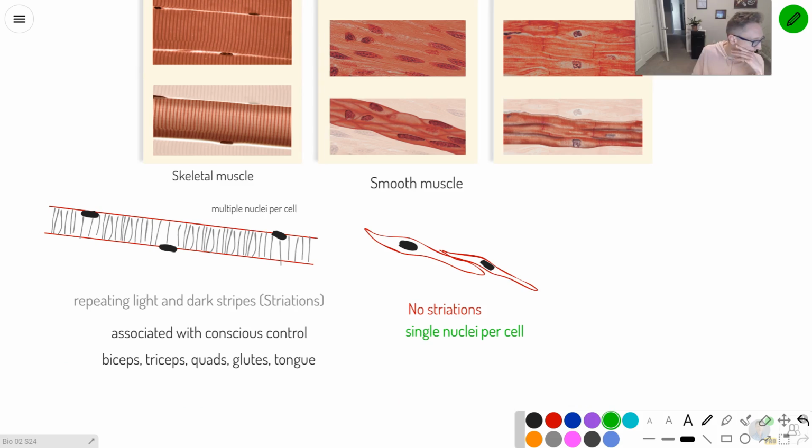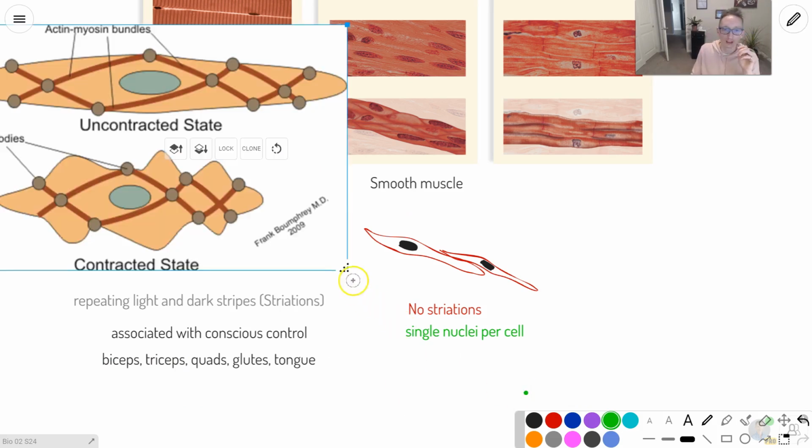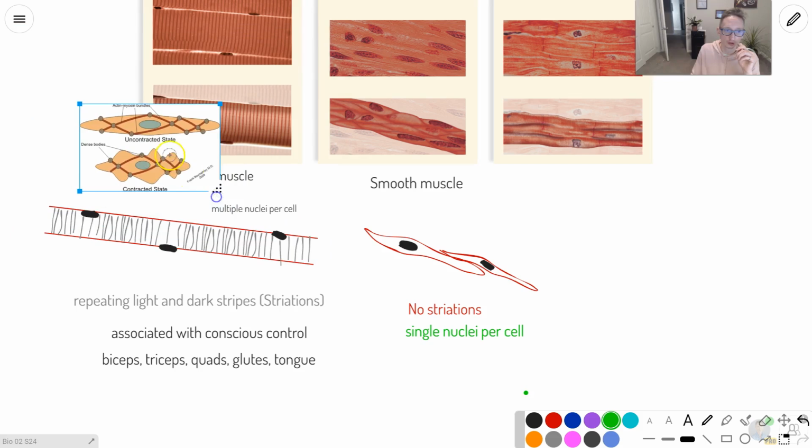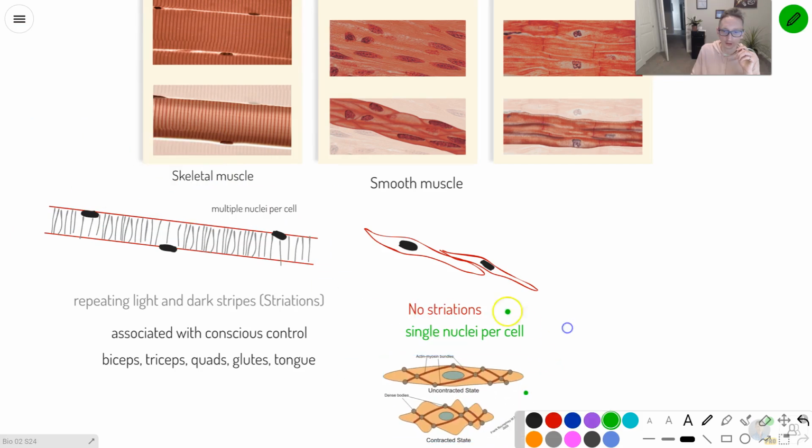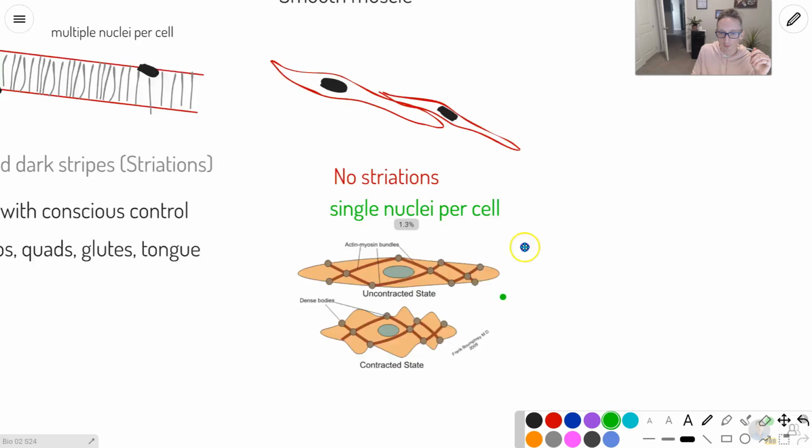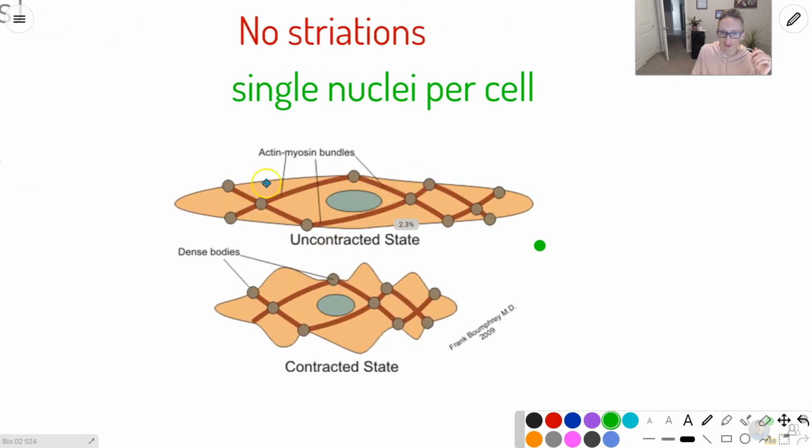And the way they contract is pretty nifty. Got this cool little picture here. Their actin fibers are kind of randomly spread all throughout the cell body. So boom, boom, boom, boom, boom. They don't form any repeating patterns like this light and dark. In skeletal muscle, all the actin and myosin filaments are very regimented like this, and this is a little sarcomere inside of skeletal muscle cells. But in smooth muscle cells, the actin filaments just kind of crisscross.